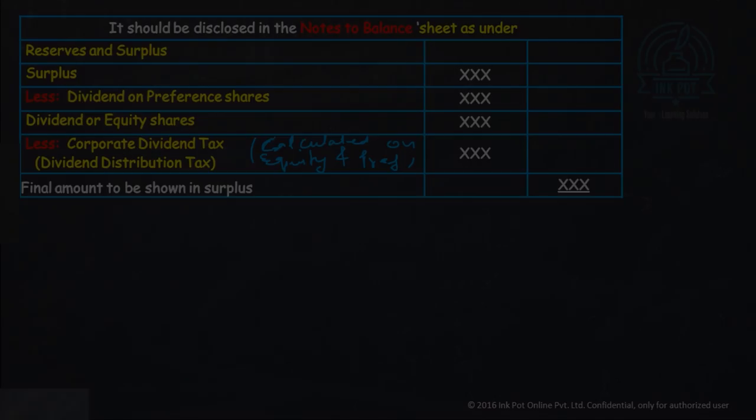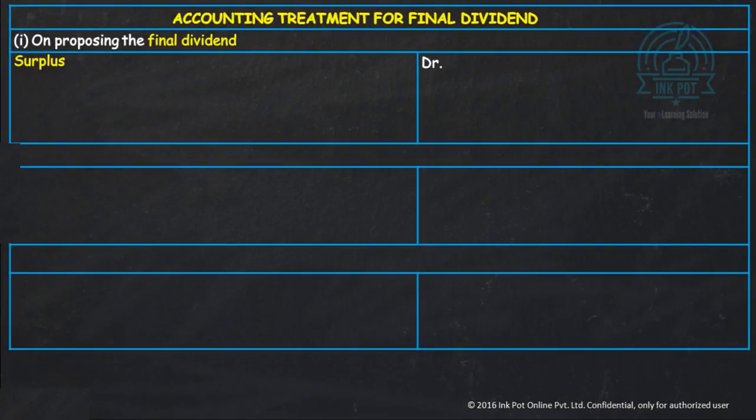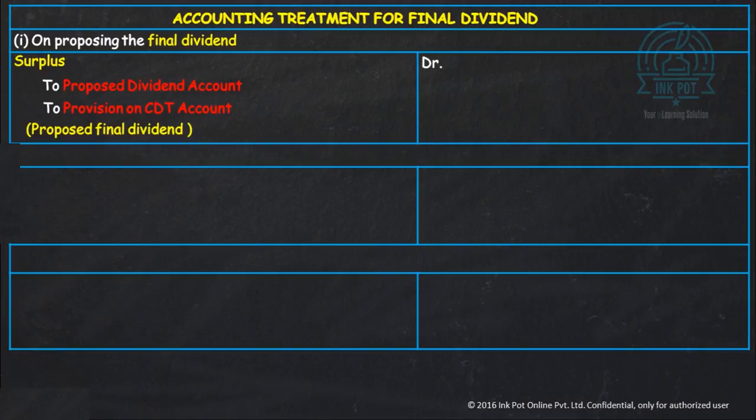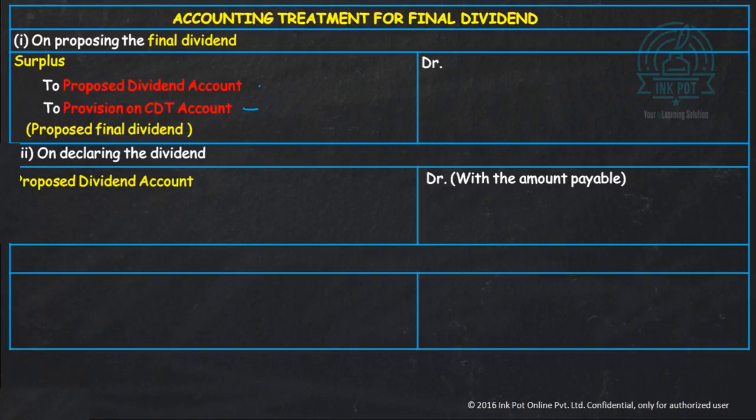Now, journal entries related to proposed dividend. First of all, as you already know, proposed dividend is to be paid out of the current year's profit of the company. Those current year profits are known as surplus. So the first entry: surplus account debit to proposed dividend and provision for CDT, because the provision for CDT is made along with your proposed dividend account. Then when the dividend is declared, proposed dividend account debit to dividend payable account.